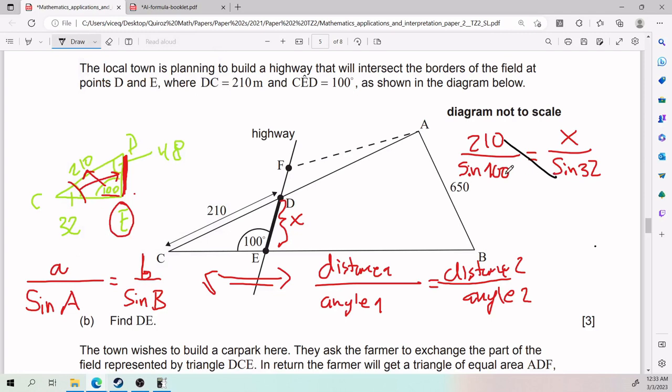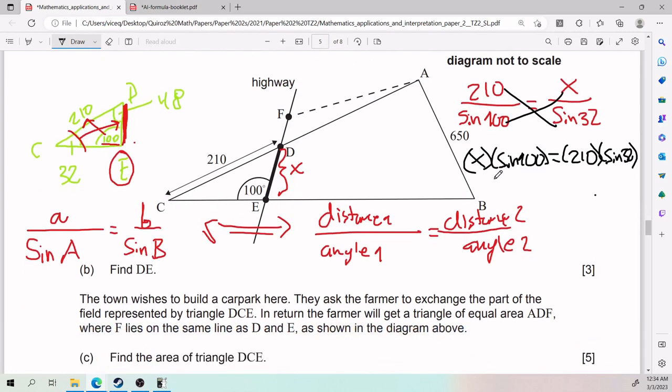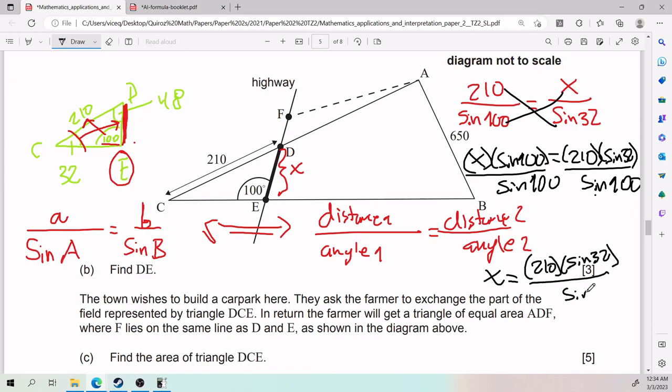So from this step, I can go ahead and cross multiply. So I have X times sine 100 equals 210 times sine 32. I still need to get X alone. X is being affected by sine 100. It's being multiplied. So I divide by sine 100 on both sides. And I end up with X equals 210 times sine 32 divided by sine 100.